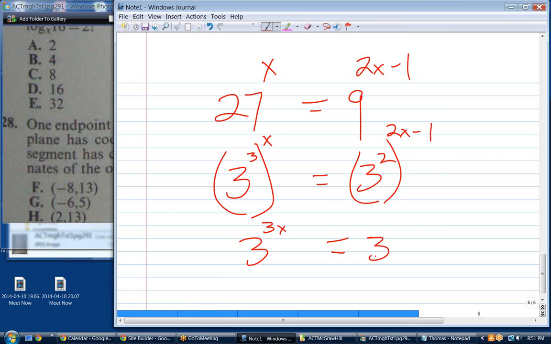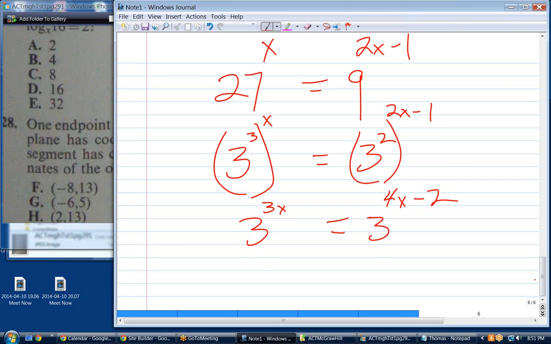3 squared times 2x minus 1. What are we going to do with the x? 3 to the 4x minus 1? No, you got to multiply that 2 by that whole thing. Minus 2. Now, if 3 to the 3x equals 3 to the 4x minus 2, what has to be true?